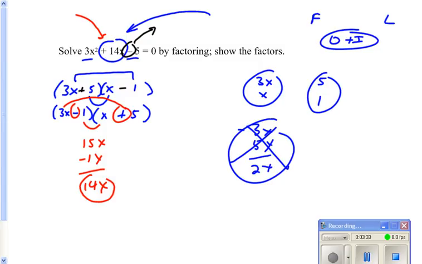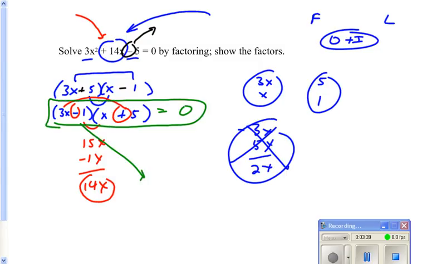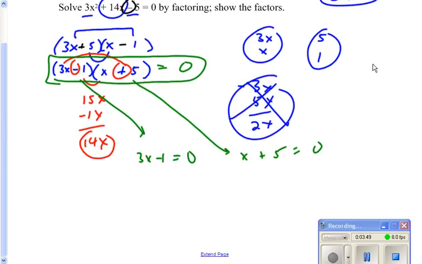So again, I found the two factors that multiply to give 0. What's the only way you can multiply to get 0? One of them is 0. Plus 1, divided by 3, minus 5.